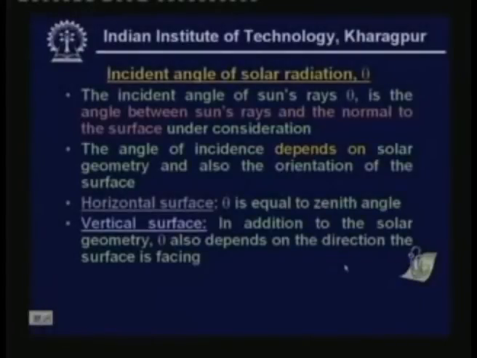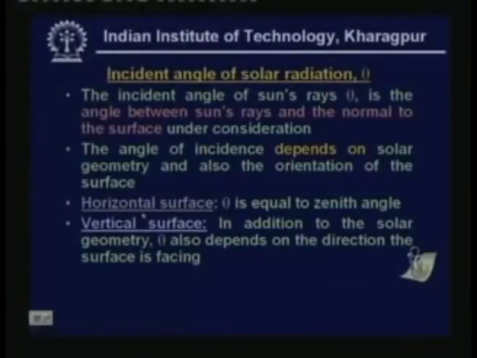Now let us look at a vertical surface. The calculation of angle of incidence for a vertical surface is a little more complicated compared to a horizontal surface, because here, in addition to the solar geometry, we also have to consider the direction the surface is facing, whether it is facing east side or west side or south side. These things will come into the picture.